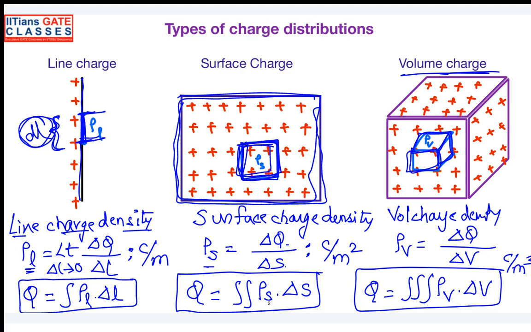So finally, what is the summary here? If we have a point charge, the magnitude is Q. If we have a line charge, the value of Q will be the integral of rho L into delta L. If it is a surface charge, it is the integral of rho S delta S. Volume charge, triple integral of rho V into delta V. So this is the type of charges and their relation.